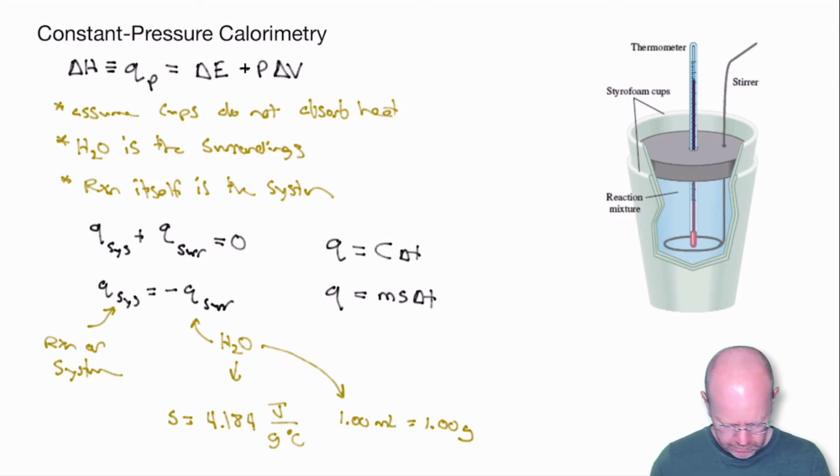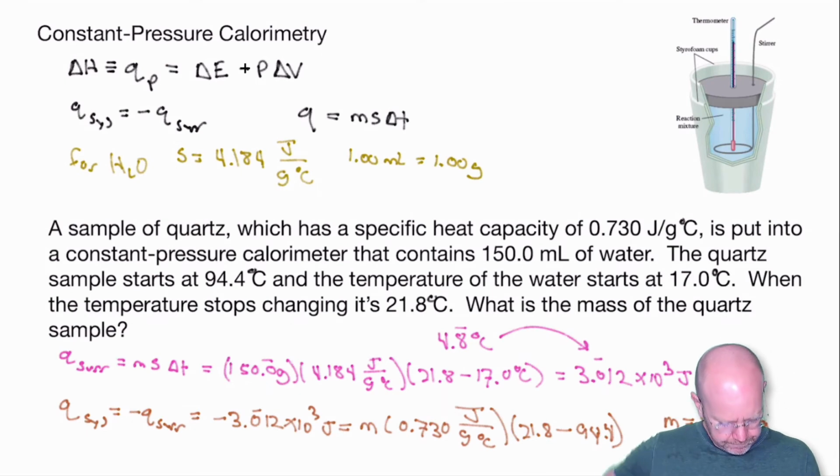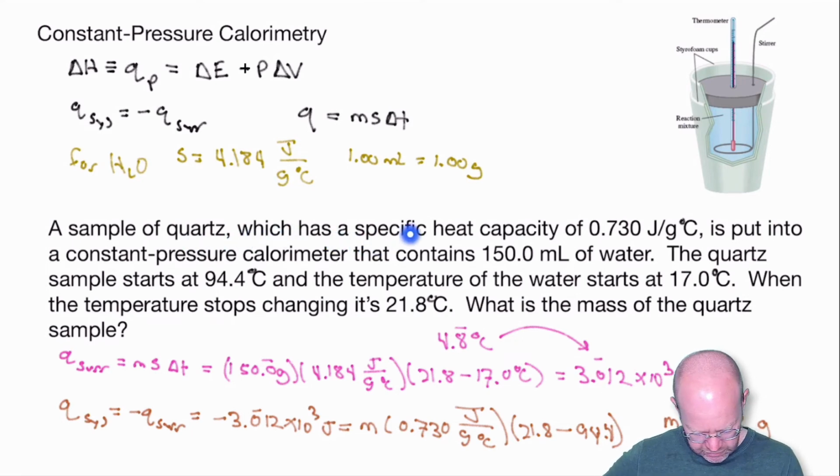All right, let's do a couple of examples. So here we go. I've included some of the equations we just talked about at the top here. A sample of quartz, which has a specific heat capacity of 0.730 joules per gram degree Celsius, is put into a constant pressure calorimeter that contains 150 milliliters of water. The quartz sample starts at 94.4 degrees Celsius, and the temperature of the water starts at 17 degrees Celsius.